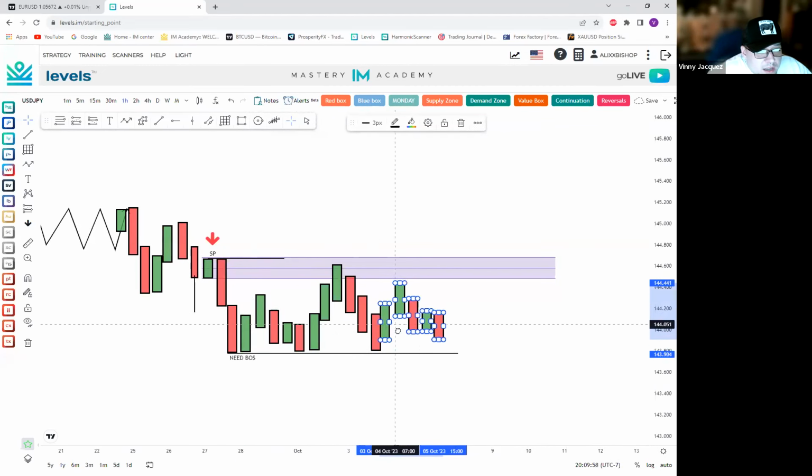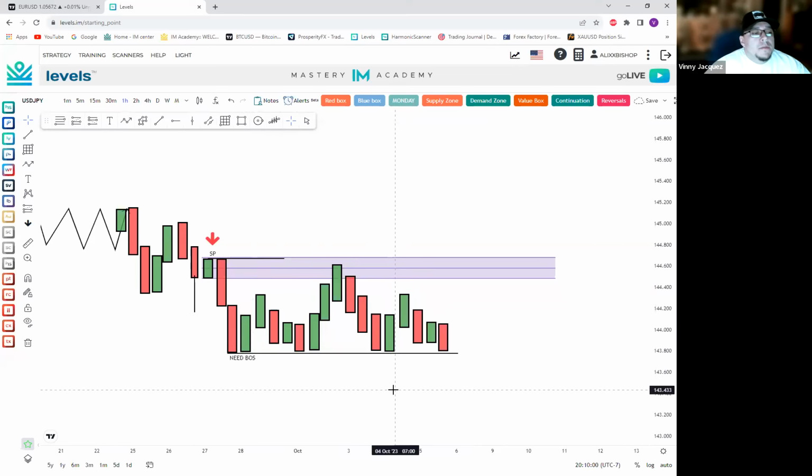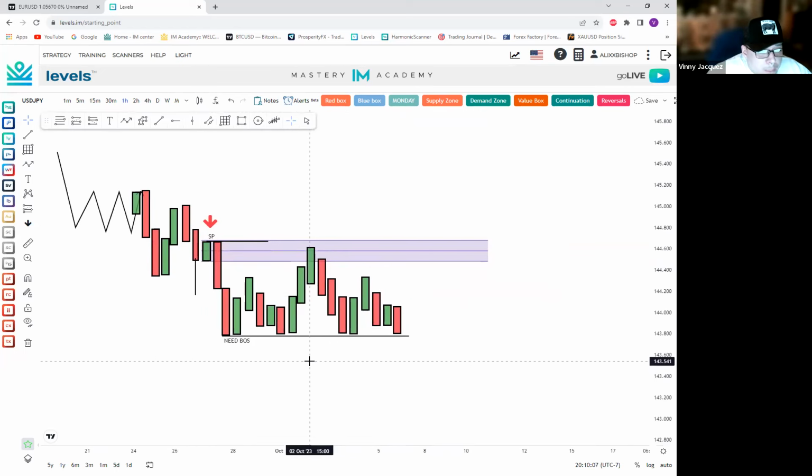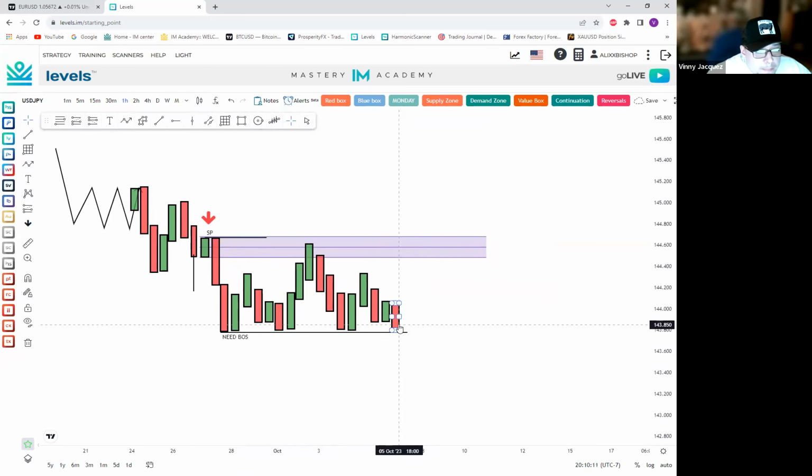What if market gets caught in consolidation again? What happens? We still gotta wait. We haven't even got our continuation to the downside. So let's just go ahead. Market gave us our breakout that we were looking for. Boom.